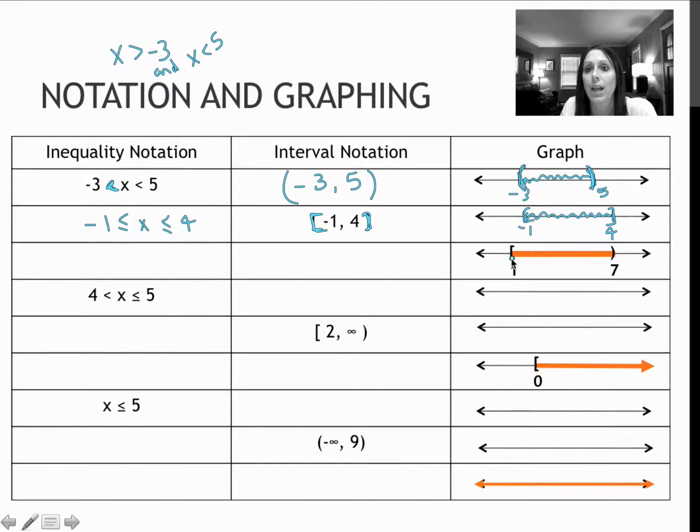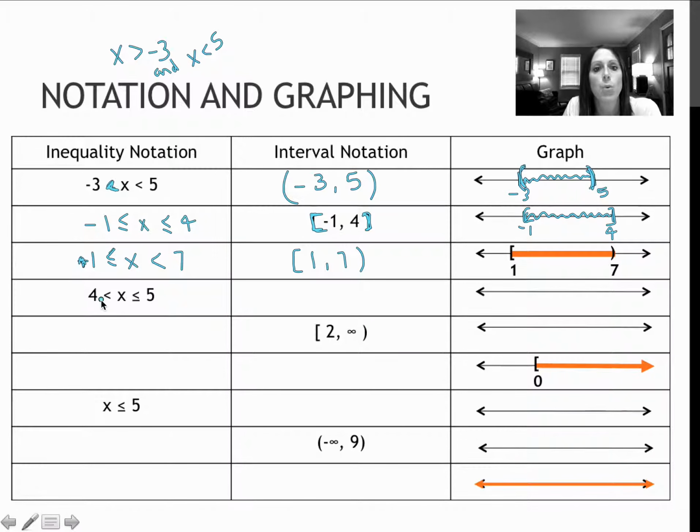Let's look at our third one. We have a bracket on the left side at 1, and we have an open parenthesis on the right side at 7. So interval notation means all of the numbers from 1 to 7, including 1 but not including 7, because this is a closed bracket and this is an open bracket. Inequality notation, that would be negative 1, positive 1. Got crazy with my negatives. 1 is less than or equal to x is less than 7.